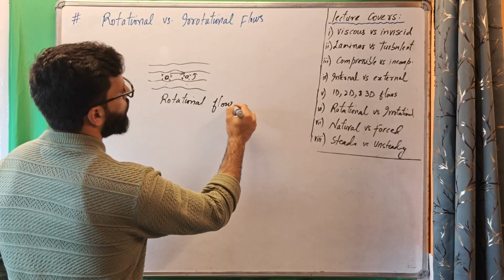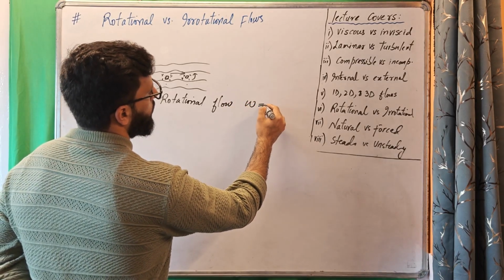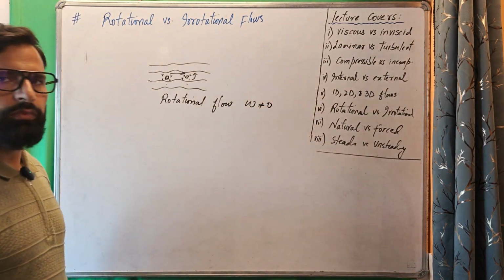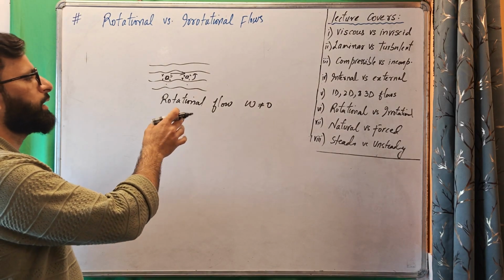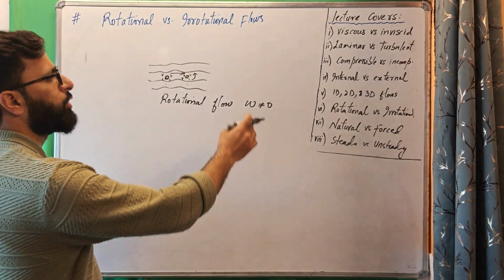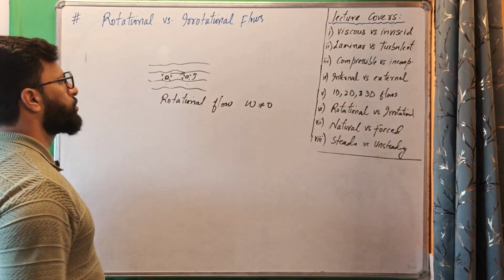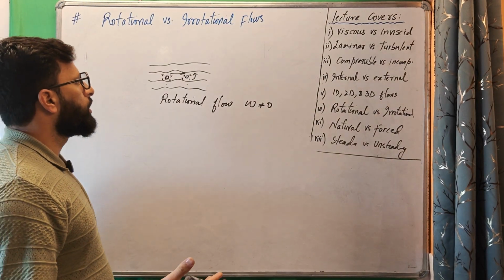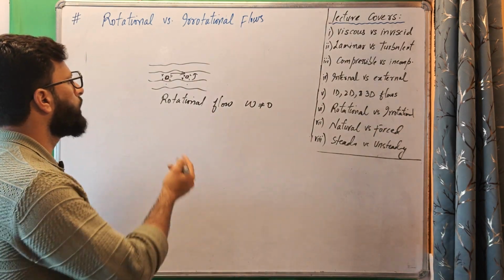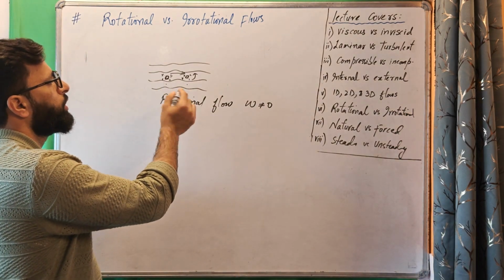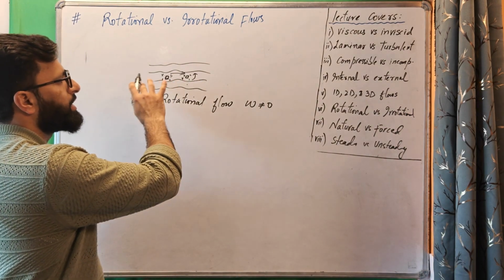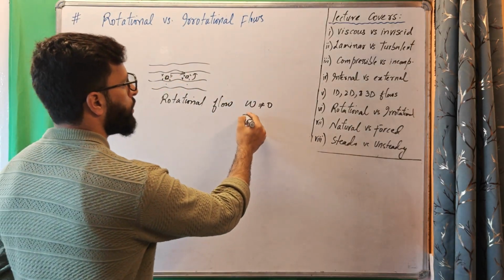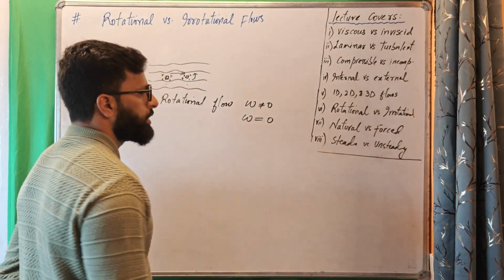And for rotational flow, the angular velocity of the particle is not zero. So if we take a fluid particle and measure its angular velocity, it will not be zero, because it is rotating. And irrotational regions of flow are those regions in which a fluid particle translates but does not rotate at all. So the angular velocity of the fluid particle will be zero.